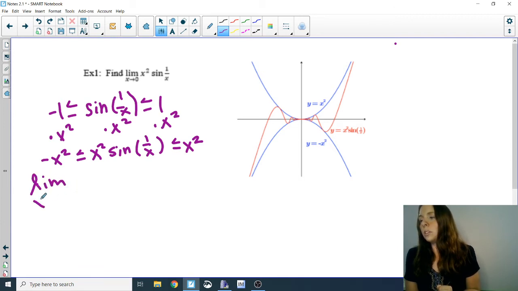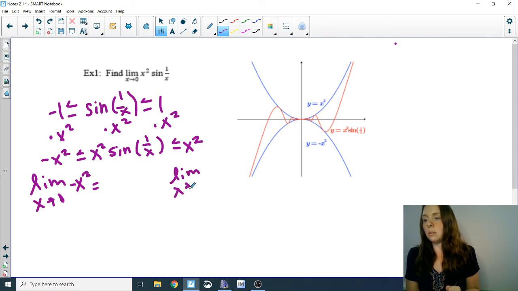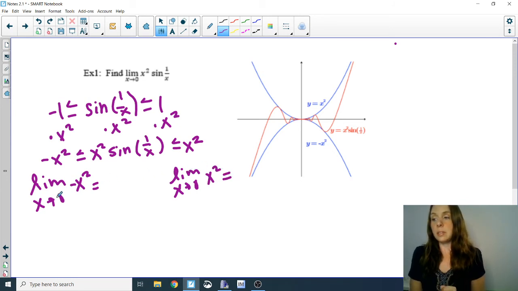Okay, we're going to do the limit as x approaches 0 of -x squared, and skip the middle for now. We're going to do the limit as x approaches 0 of x squared. Now those do end up both being 0, right? You can just use substitution here. -1 times 0 squared is 0.